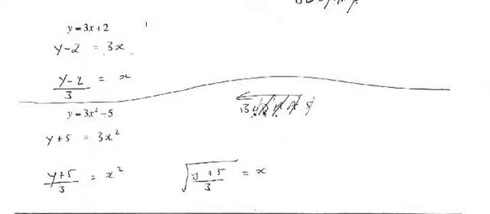So we've got no divisions to worry about. And the next thing I've got to deal with is the power. The opposite of squaring something is square rooting. So the square root of y plus 5 over 3 is equal to x.